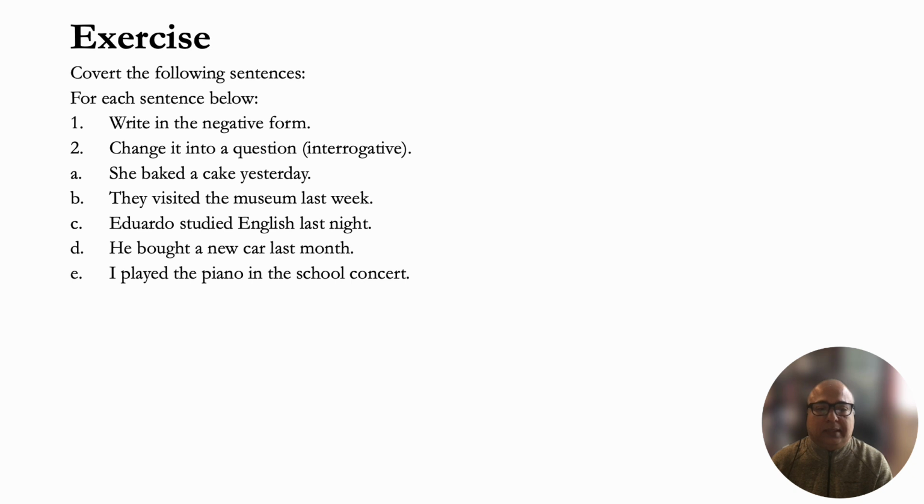Look at the sentences. She baked a cake yesterday. So write it in the negative form and then form a question. I'll give you one example and then you can do the rest by yourself, okay? So she baked a cake yesterday. The negative would be, she did not bake a cake yesterday. And the question would be, did she bake a cake yesterday?